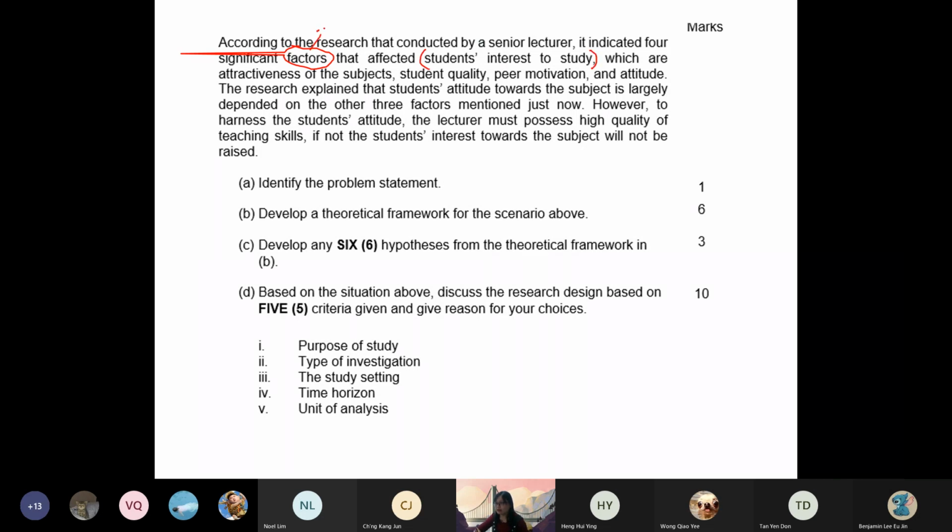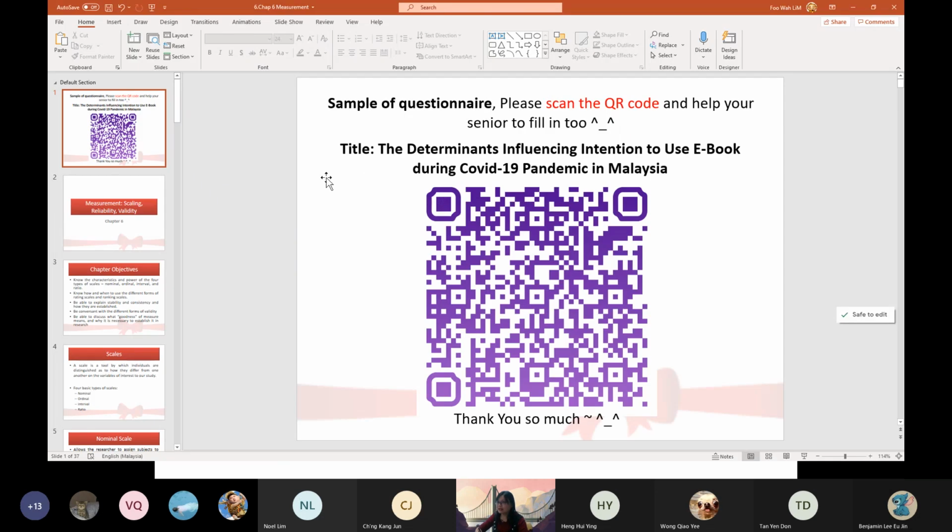So over here we know this will be our IV, and over here will be our DV. Usually the research question is like this one. They have a certain kind of formula or format when they want to write it. Let's say I show you the question from the senior.